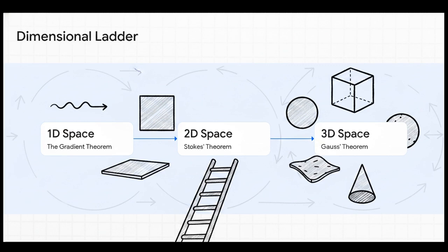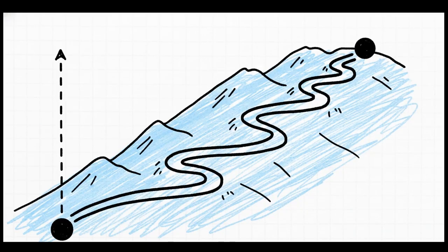For 1D space, let's use a really simple analogy. Imagine a hiking trail. If you want to know the total net change in your elevation after a long hike, you don't need to add up every single microscopic hill and valley along the way, do you? Nope. That net change is just the difference between your starting point's elevation and your ending point's elevation. The interior path totally doesn't matter. Only the boundary points do.